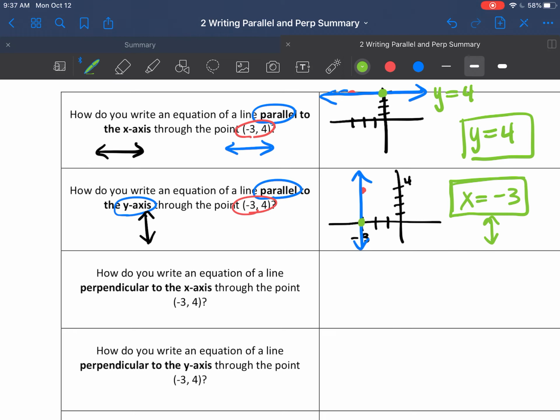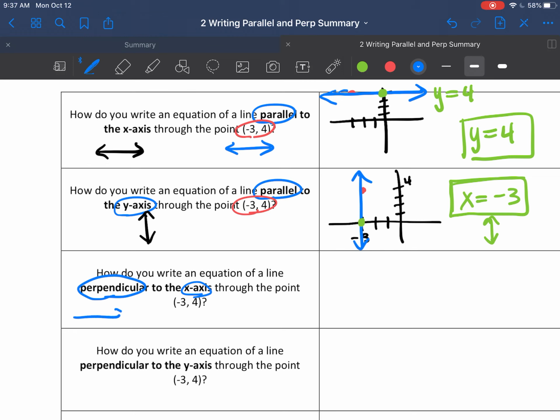Remember, these are equations. And y equals -3 is going to be an option. Y equals 4 is going to be an option. X equals 4 is going to be an option. And so don't fall for their tricks. Draw your picture.